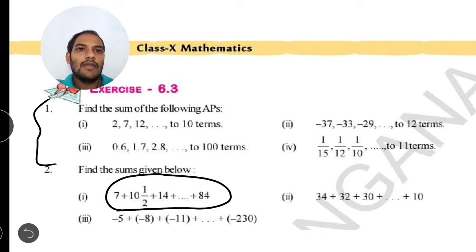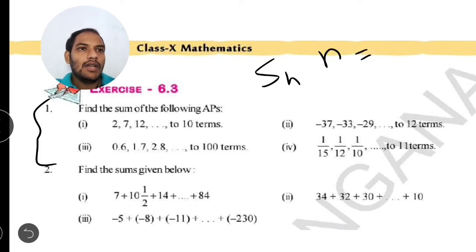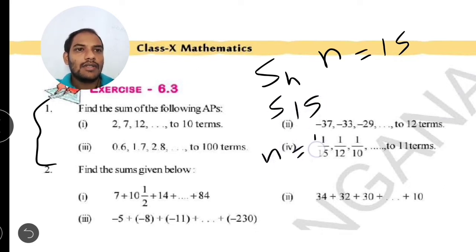How many terms sum we want to find out, we don't know. He just gave the plus symbol between the terms. So without knowing the number of terms, how will you use the Sn formula? If you know any n value, for example n value is 15, that means S15. S15 means sum of the first 15 terms. If n equals 16, S16, sum of the 16 terms.